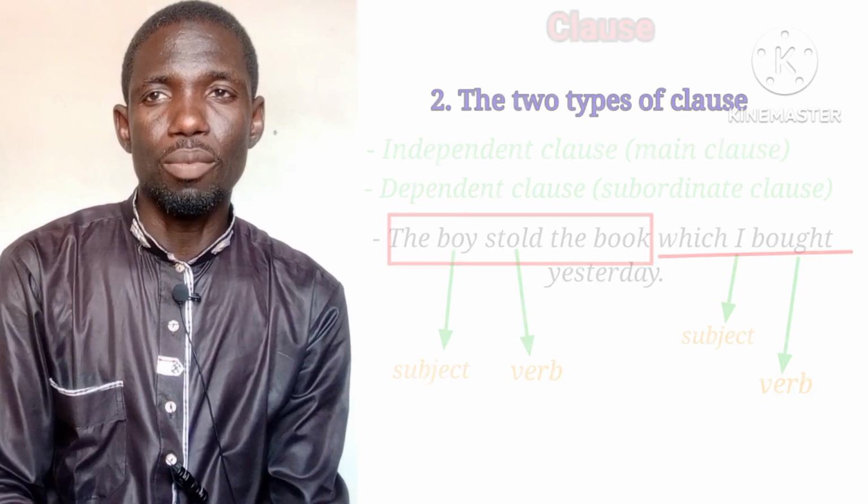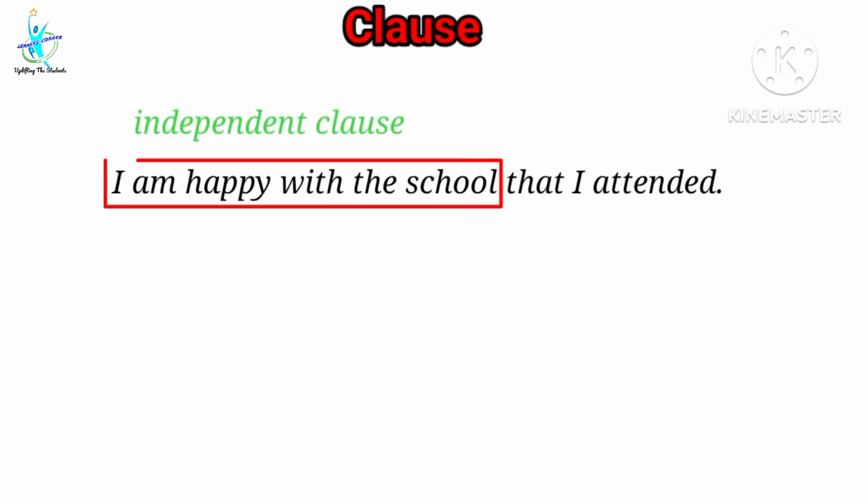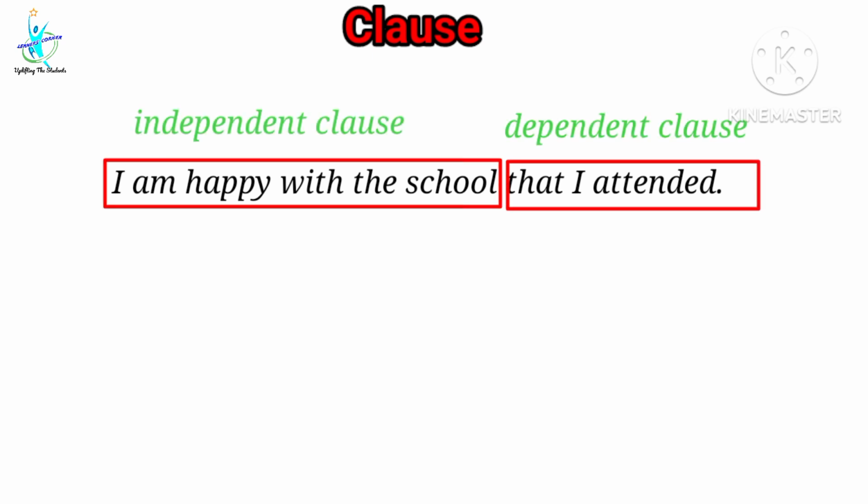Now let's look at the second example. I am happy with the school that I attended. Here we also have two clauses. The first is the independent clause, while the second one is the dependent clause, because there is a trigger in the middle. I am happy with the school is the independent clause, while that I attended is the dependent clause. If I just come and say that I attended, no one would understand this statement. But if I say I am happy with the school, you can understand this because it is a complete statement.